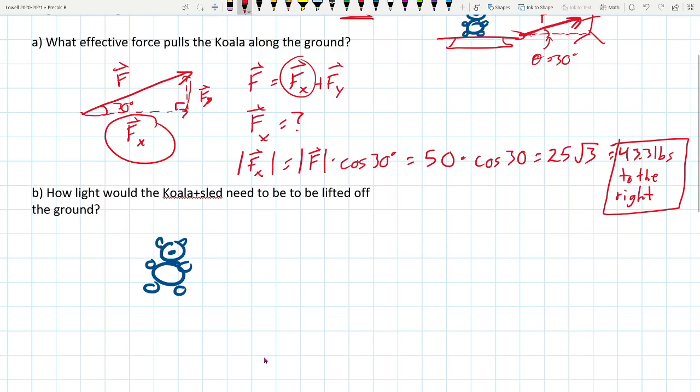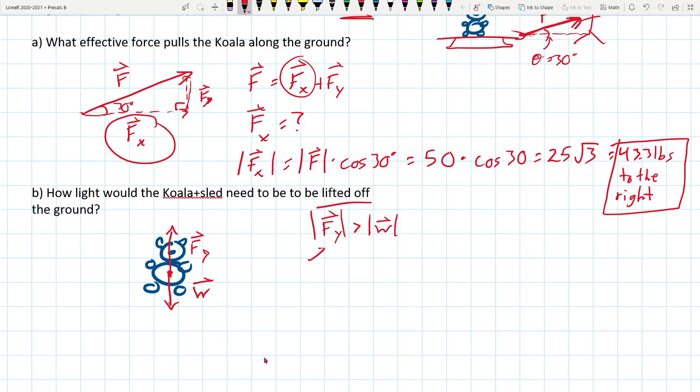The force that's acting on the koala from you is F sub y, right? We'll just treat the koala as if it is a point. But what's holding it down? The reason it's not flying up into the air along with the sled is that there is some, I'll call it W for weight. It weighs something, right? And so it's not going to move, but it will be lifted off if the upward force is greater, at least in magnitude, than the downward force. Okay? So here's the question: when does this happen?